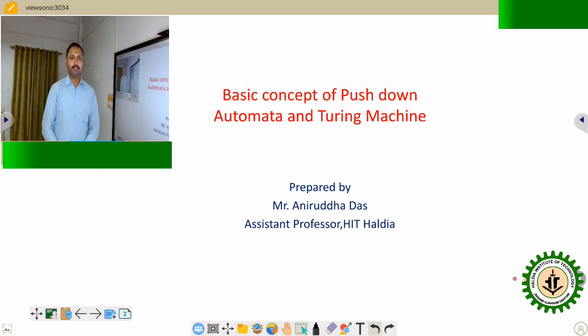Hello everyone. Today I will discuss the basic concept of pushdown automata and Turing machine. Before discussing pushdown automata and Turing machine, we have to know what the shortcomings are in deterministic finite automata or non-deterministic finite automata.